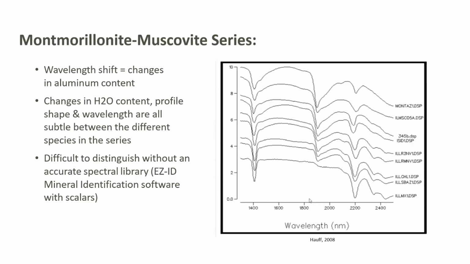This is actually the most complicated series commonly worked with in alteration systems, because you've got the change in water content, the change in profile shape, and even the wavelength. These are all going to be subtle between the different species in the series. They can be difficult to distinguish, especially in person, and can really only be differentiated by comparing them against references. Again, that's where those spectral libraries are going to come in handy.